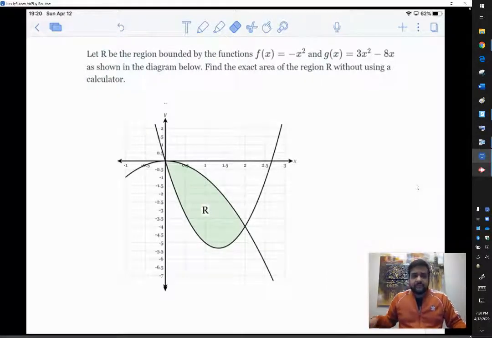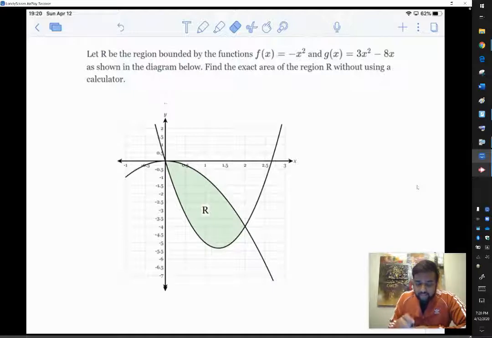Okay, in our first example here, we have the region R. It's bounded by the functions f of x equals negative x squared, and g of x equals 3x squared minus 8x. Find the exact area of the region without using a calculator. Okay, so step one, identify which functions are upper and lower, top and bottom.